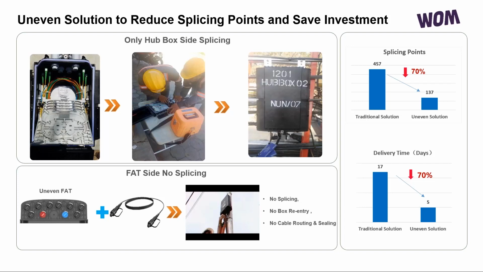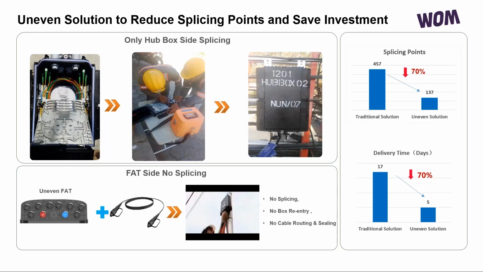In addition, the SFC uneven splitting solution only requires splicing at the hub box cable entry, and the cascading of the following boxes does not require any splicing operation. According to the actual deployment data on the network, the number of splicing points can be reduced by about 70% compared with the traditional solution. This gives us not only speed, but avoids any extra failure points. So we are certain that what we're building is going to lack any operational problems in the future, or at least is going to diminish them.